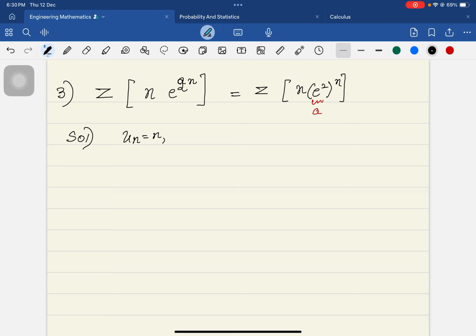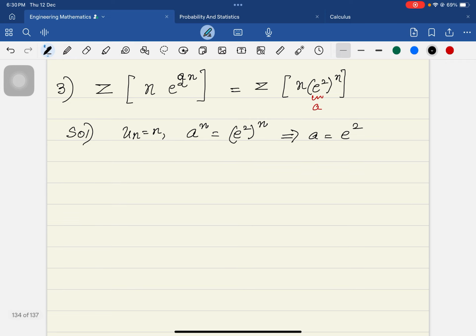So what is un? It is n, and a power n is e power 2, the whole power n. So what is in the place of a? You have e square. Okay. So now what is your z of a un? That is z of n. What is z of n again? z by z minus 1, the whole square.